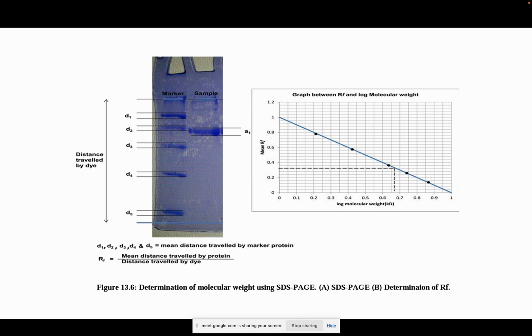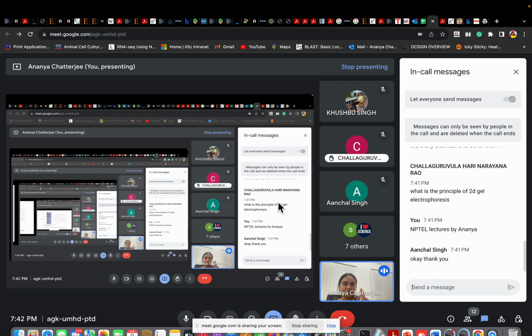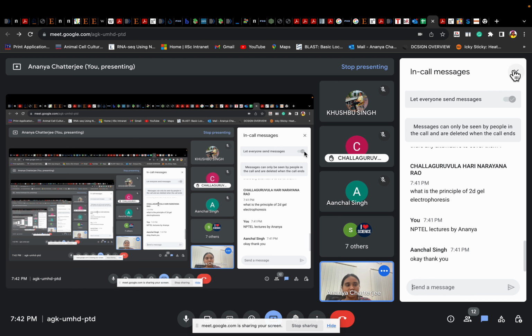The gel will have a gradient of different pH. Where the pH matches the pI of your protein, the protein doesn't have any charge, and that's how the protein gets separated. So it gets separated by molecular weight as well as by the pI. This is the basic principle of 2D gel electrophoresis.